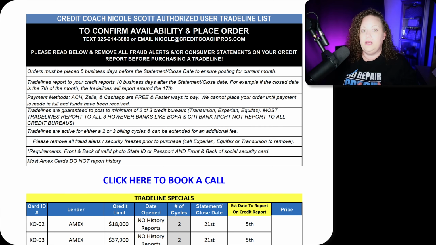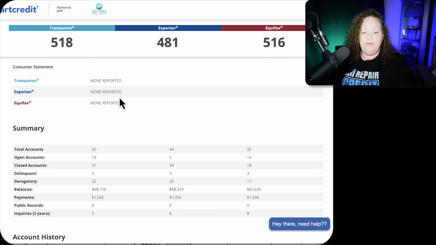Now, when it comes to non-postings, we'll simply just verify that it didn't post. If you do have any fraud alerts or consumer statements on your credit report, you want to make sure that those are removed. Now, when you're looking at your credit report, what you're going to be looking for is this section right here that says consumer statement. If you have anything that says victim of fraud or fraud alert on there, you want to call in and ask the credit bureaus to delete any consumer statements or fraud alerts that are listed on your credit report.